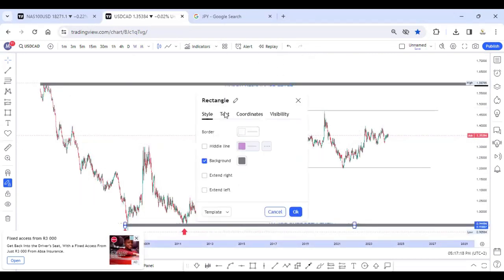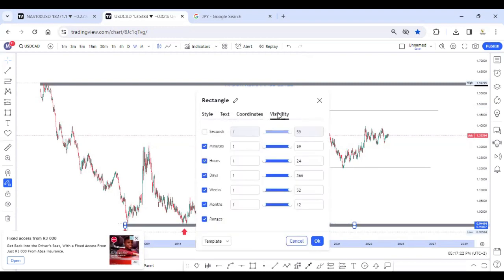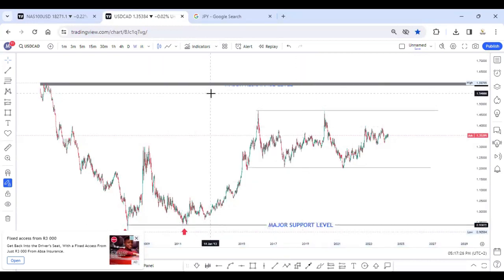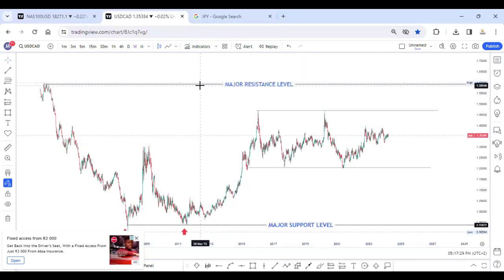Let me just do something like this so that everyone can see and be clear. But okay, it's fine. Let me just cancel it and use the line. Yeah, this is our major supported level. This is our major resistance level, as you can see.